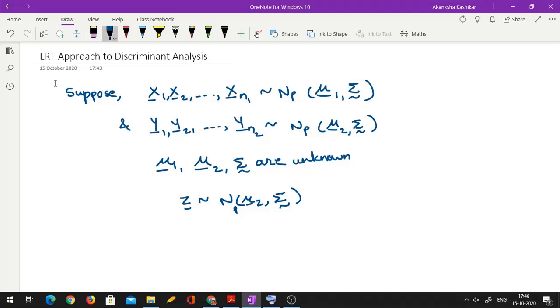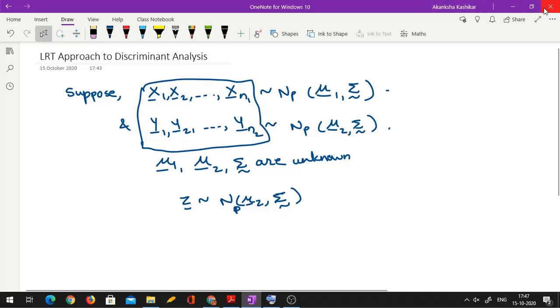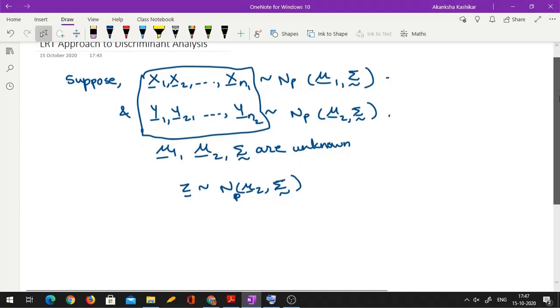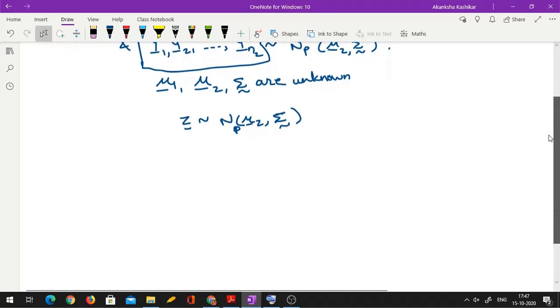variance covariance matrix we will have to assume the same, because we want to say that this z comes from either the first population or the second population. So this is Np, not N1. We want to develop a rule based on these n1 plus n2 observations to put z into one of the two groups. And as I said, we are going to follow the likelihood ratio approach to do that.